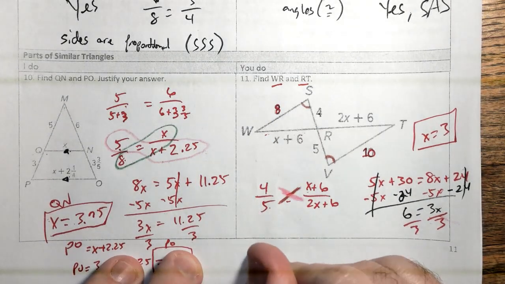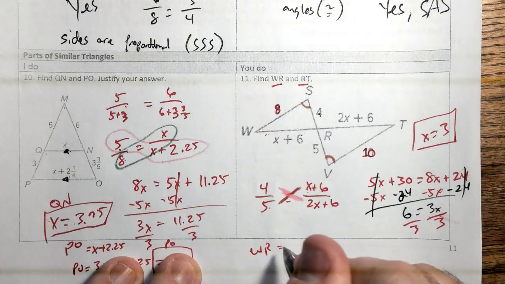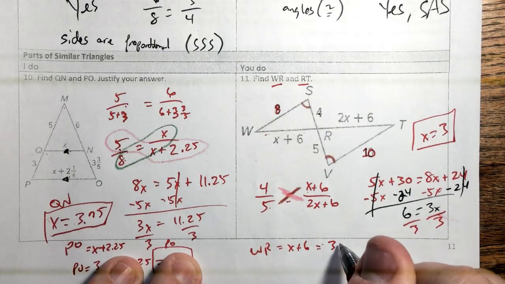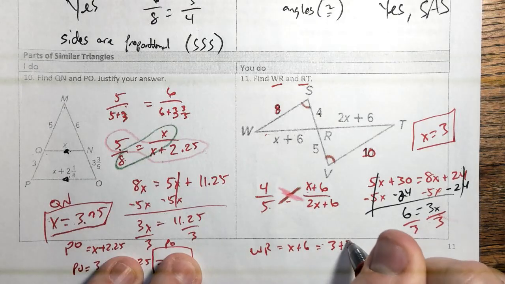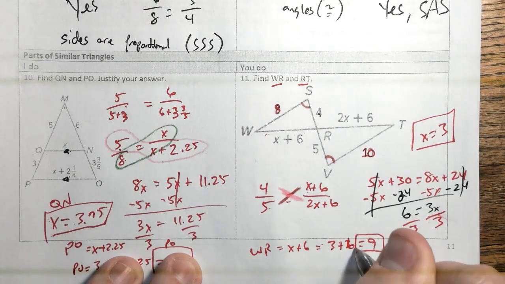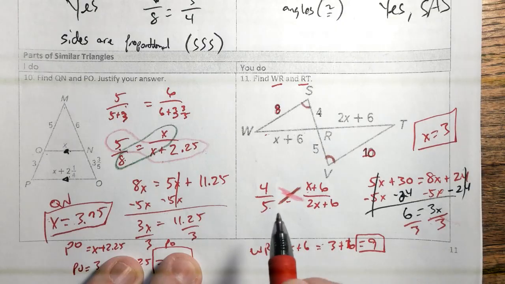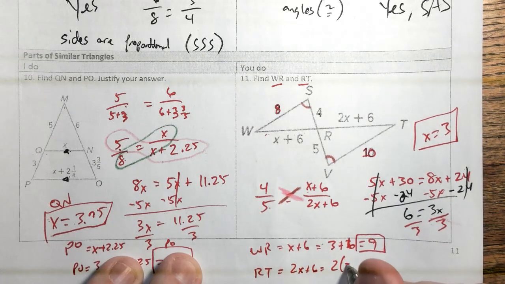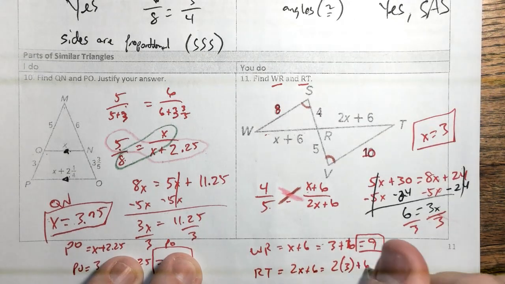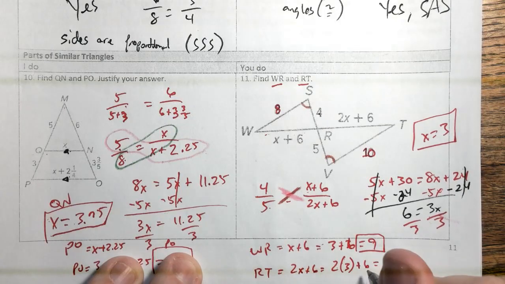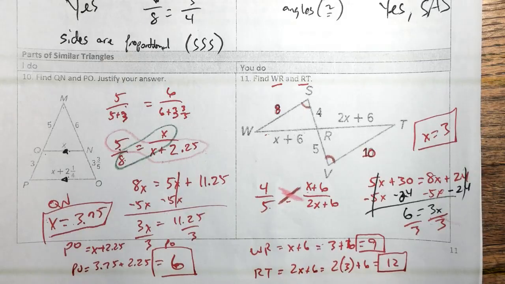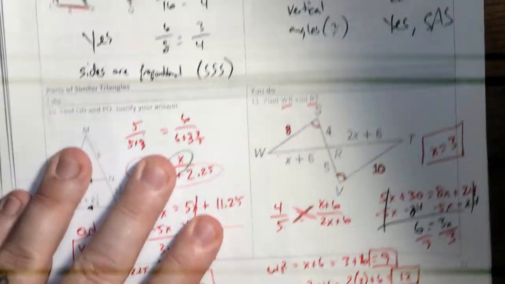Now, they want WR and RT. WR equals x plus 6, and x is 3, so 3 plus 6. So WR is 9. And then RT is 2x plus 6, which is 2 times 3, plus 6. So 2 times 3 is 6. 6 plus 6 is 12. Okay? All right. Let's flip over to this last page.